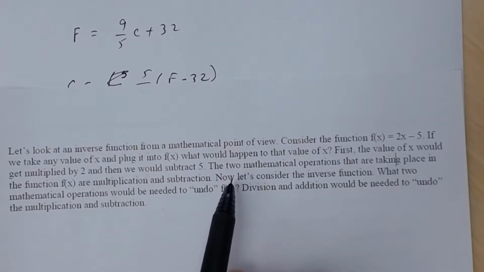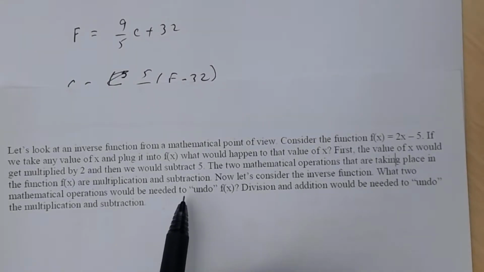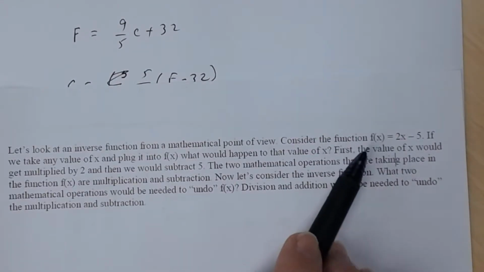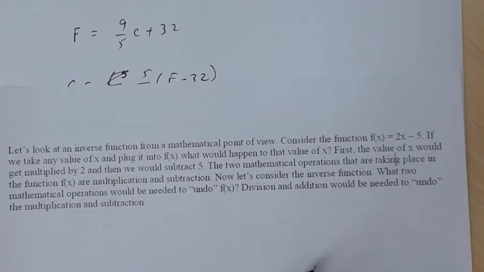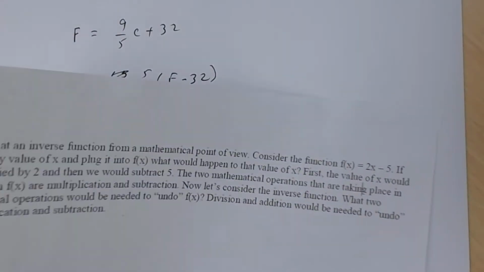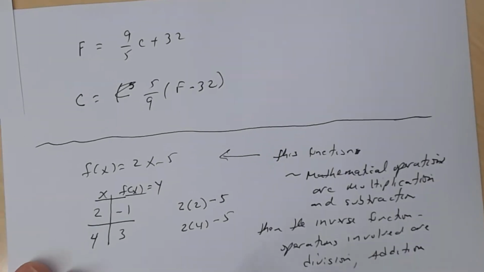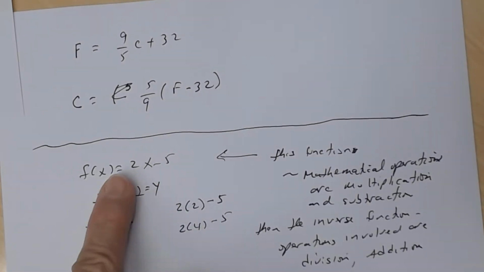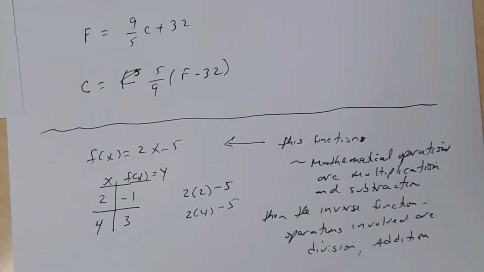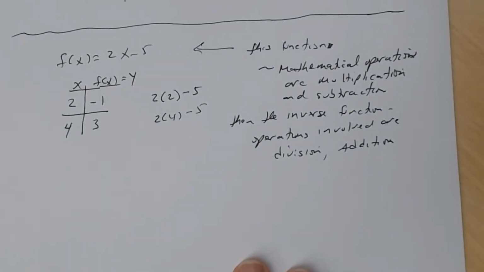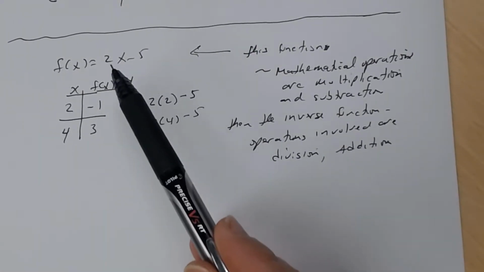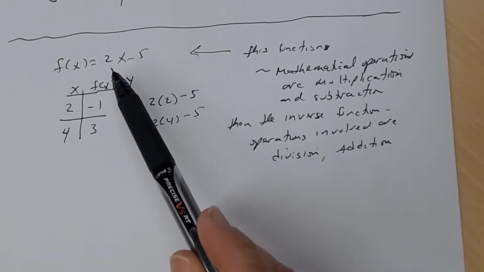Now, if you consider the inverse function, what two mathematical operations would be needed to undo what this function did? Well, to undo what this function did, you would use the operations of addition and division. So the opposite operations. Okay? All right. Now, what I want to do next is talk about how to get that inverse function. There is a procedure for getting the inverse function. We're going to talk about that in a little while. But let's figure out ourselves how to find the inverse function of f of x.